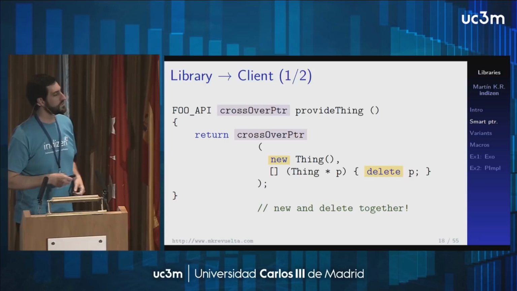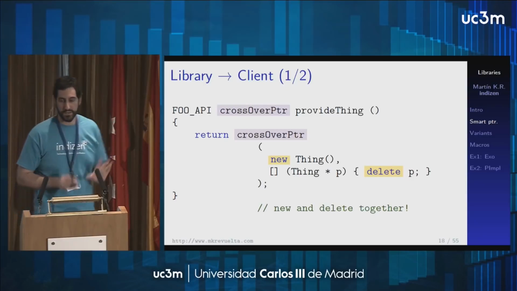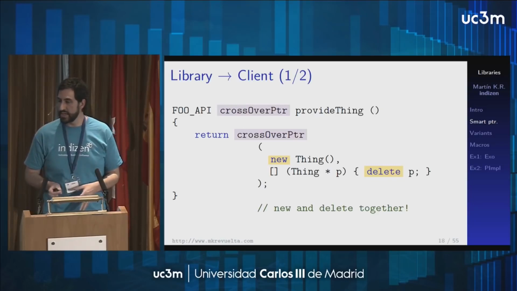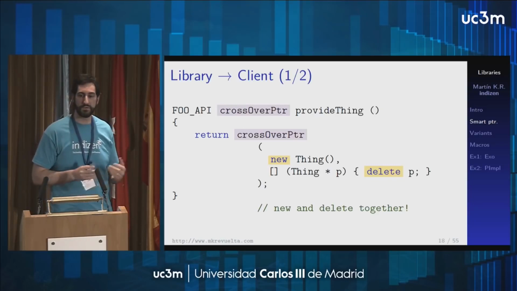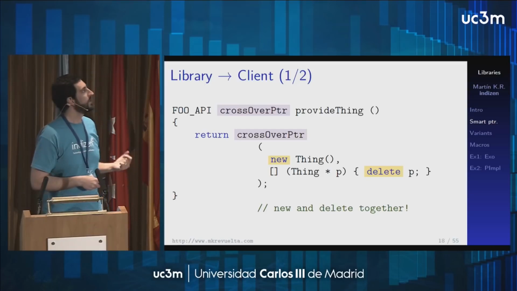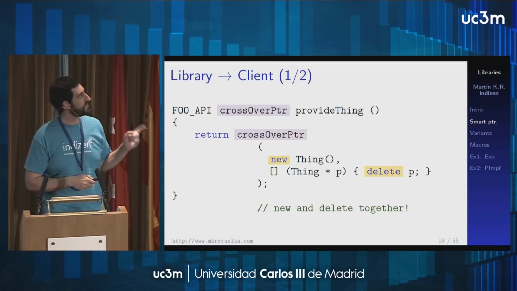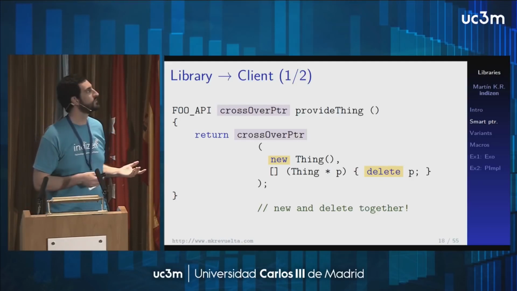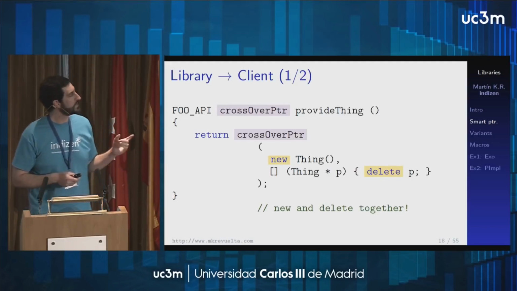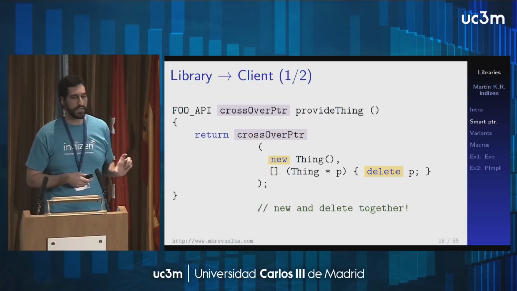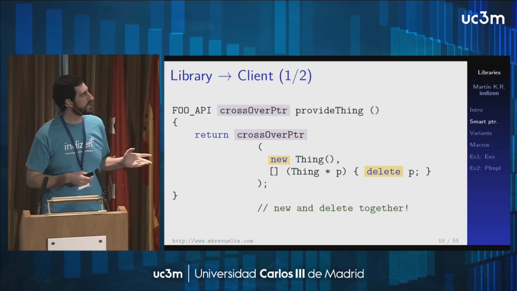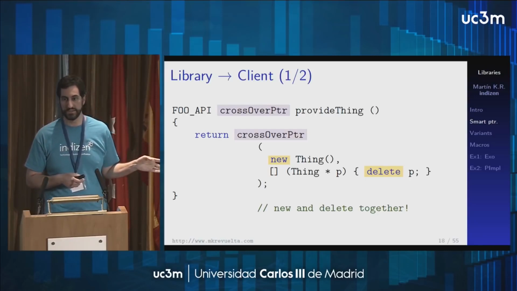Easy. So this would be a function in the library, creating an object, creating a thing, and returning it for the client. It would construct one of these unique pointers, call new to create the object, and in the deleter, I would put this lambda, which is a function that receives a thing and just deletes it.